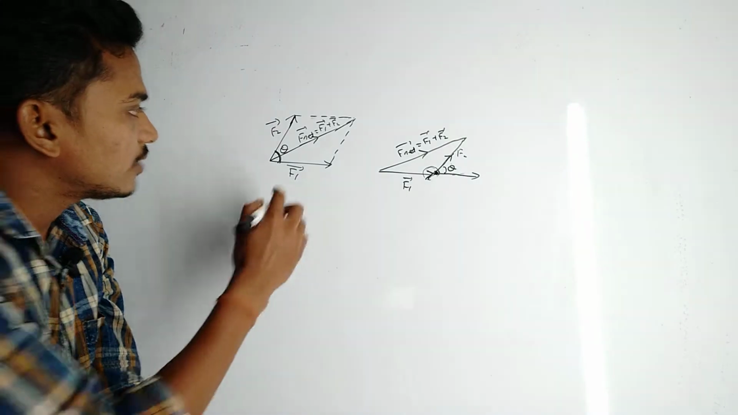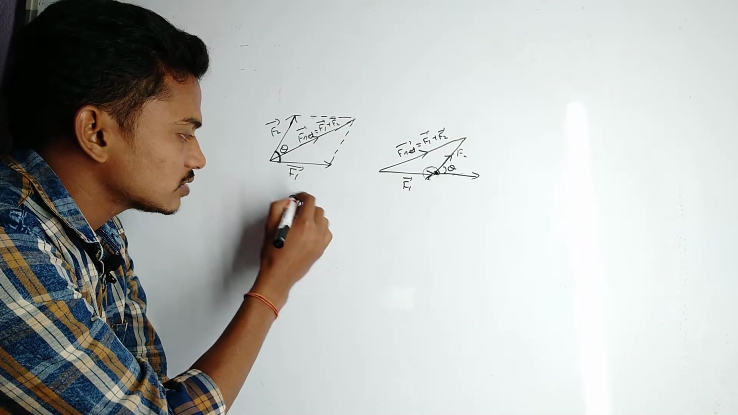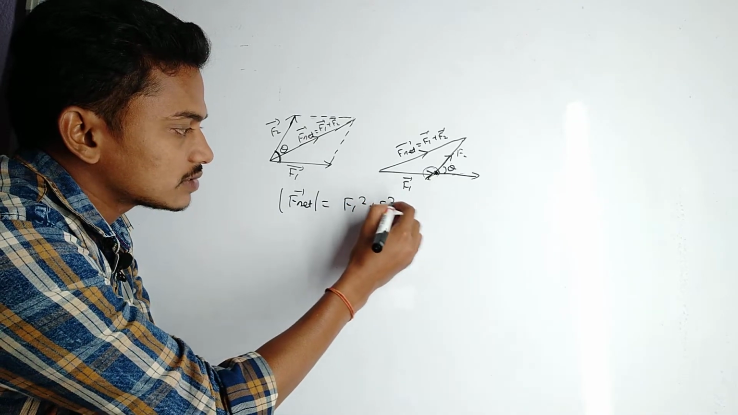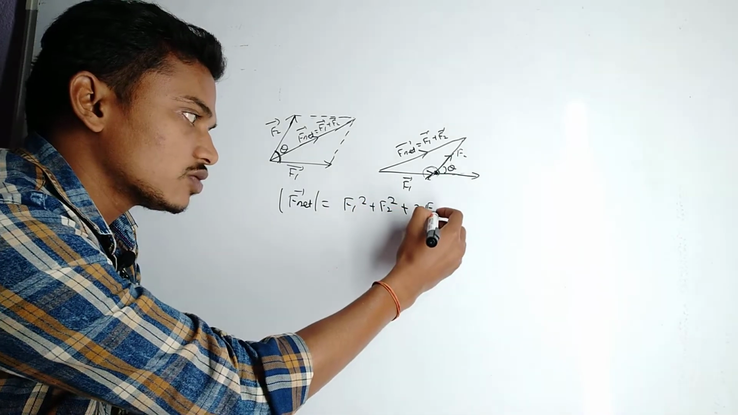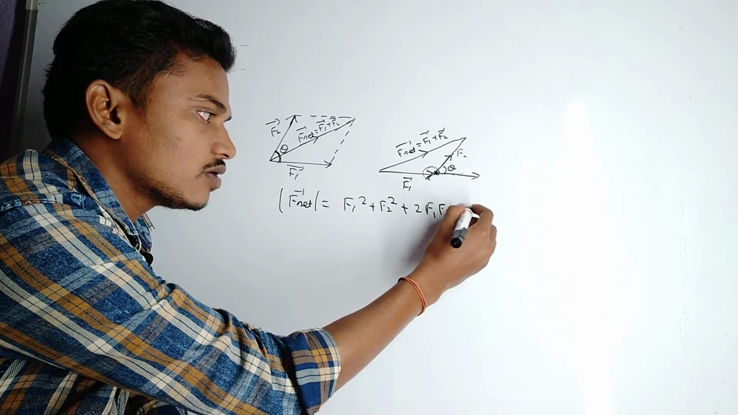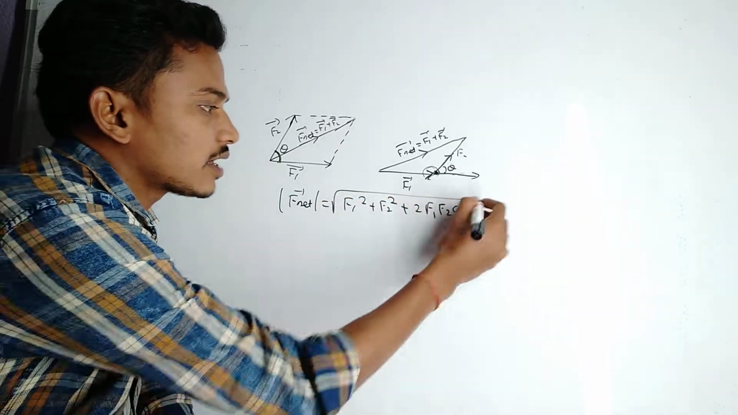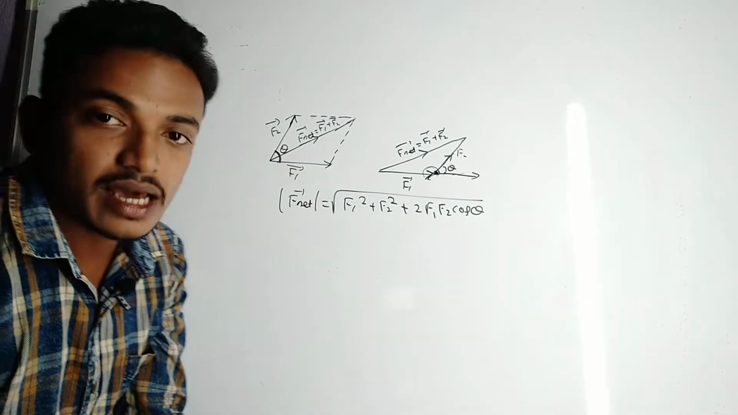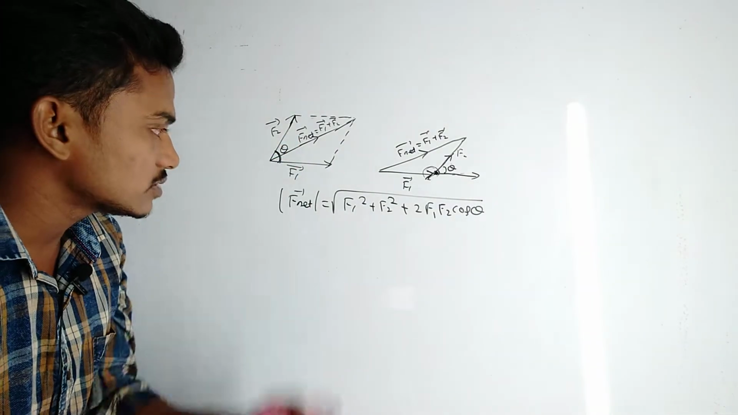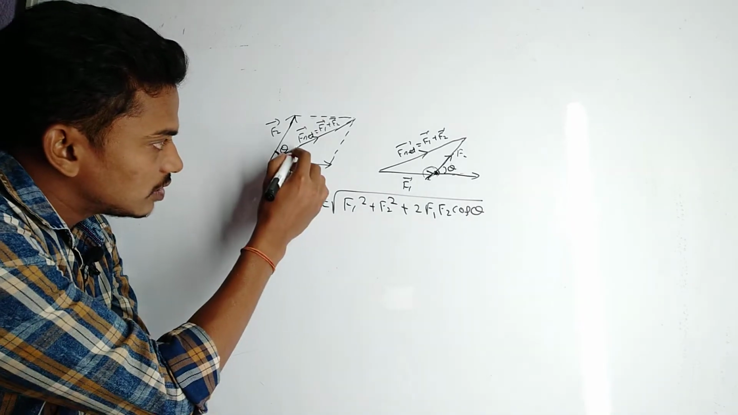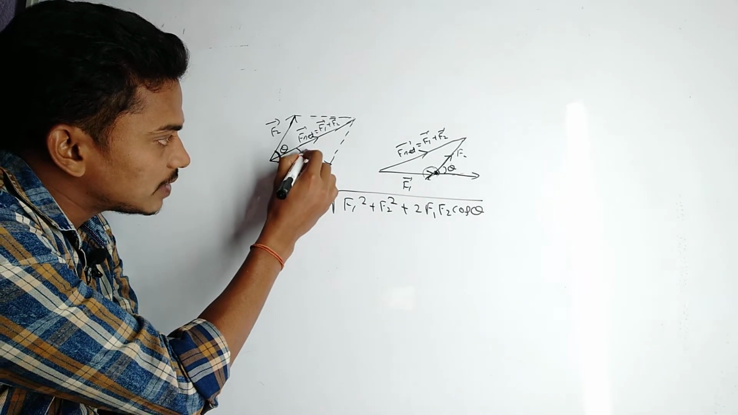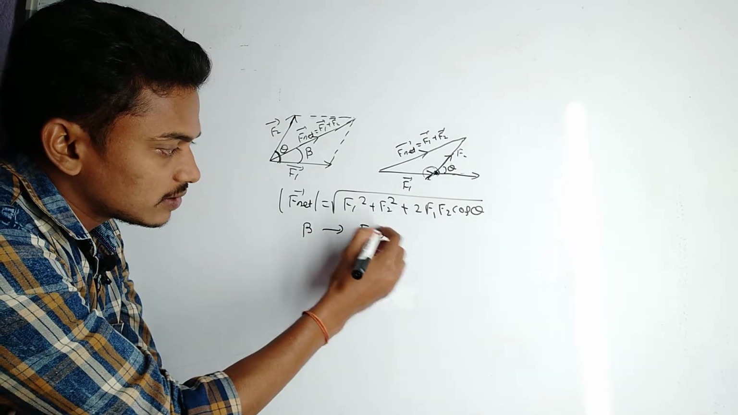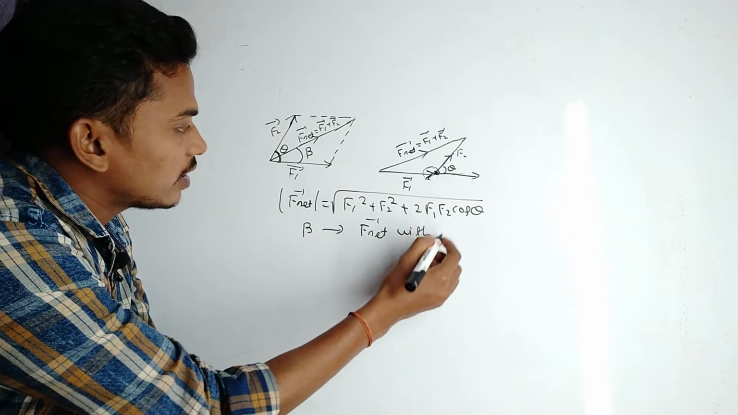The magnitude of the resultant force, or the net force, is given by F net equals the square root of F1 squared plus F2 squared plus 2 F1 F2 cos theta, where theta is the angle between the two vectors. Now, to find the direction of the resultant force, consider an angle beta. Suppose beta is the angle that F net makes with the F1 vector.